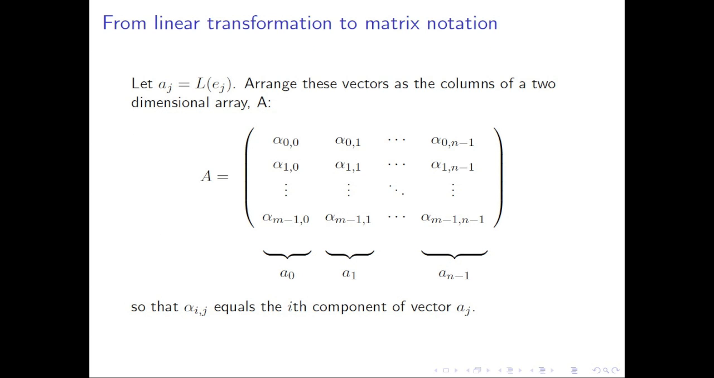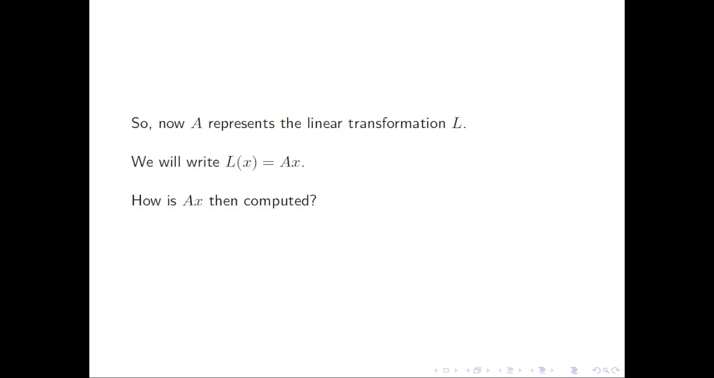We now take the vectors A sub j and make them the columns of a two-dimensional array that we will call matrix A. Think of this simply as a convenient way of storing all information about the linear transformation L. Then, the ij element of this matrix equals the ith component of the vector A sub j. So, we now have an m by n matrix A that represents L. We can now write Ax as an alternative to writing L of x.